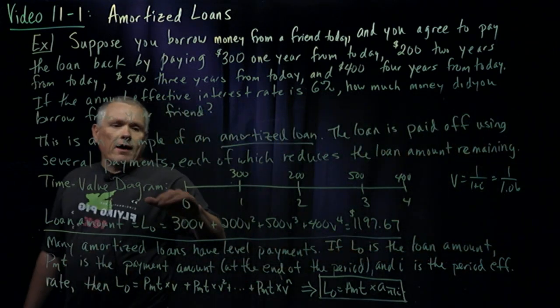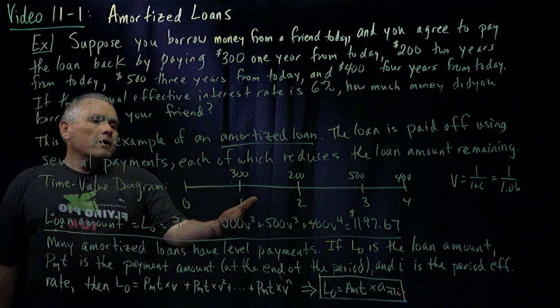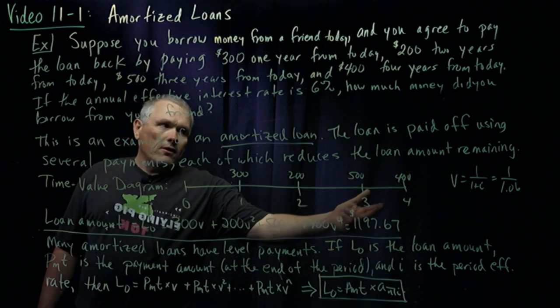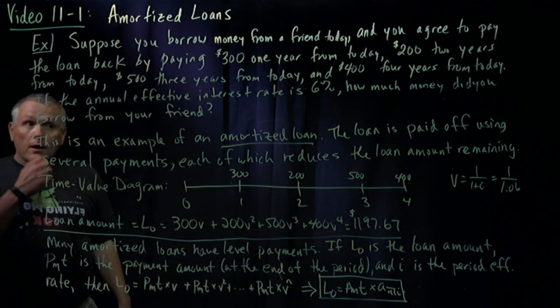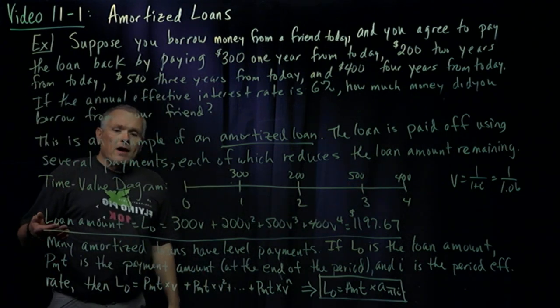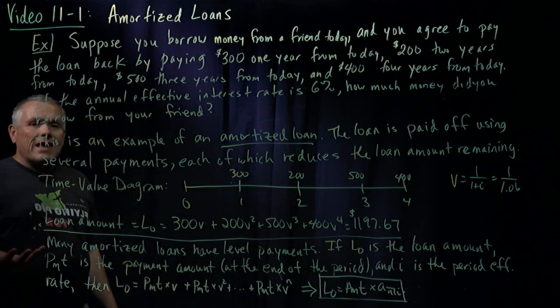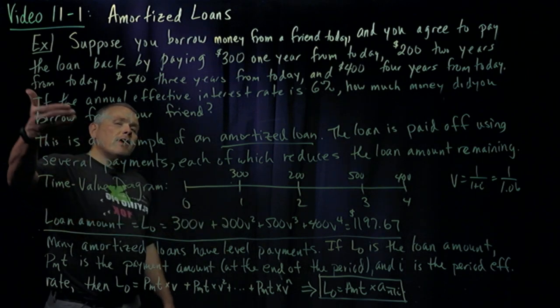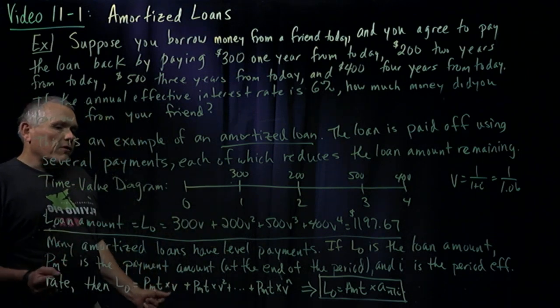This would be the time value diagram in this case. $300 at the end of the first, $200 at the end of the second, $500 at the end of the third, $400 at the end of the fourth. So if we want to figure out the loan value, well, again, the loan amount in this case should be the present value of these payments given the annual effective rate of 6%.